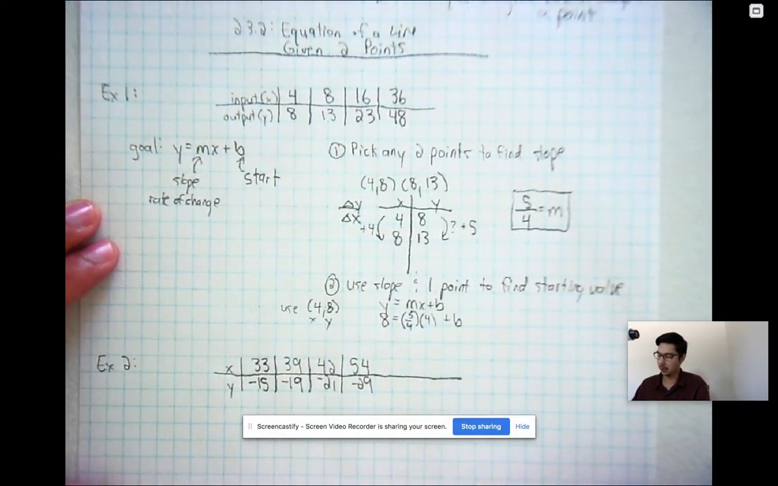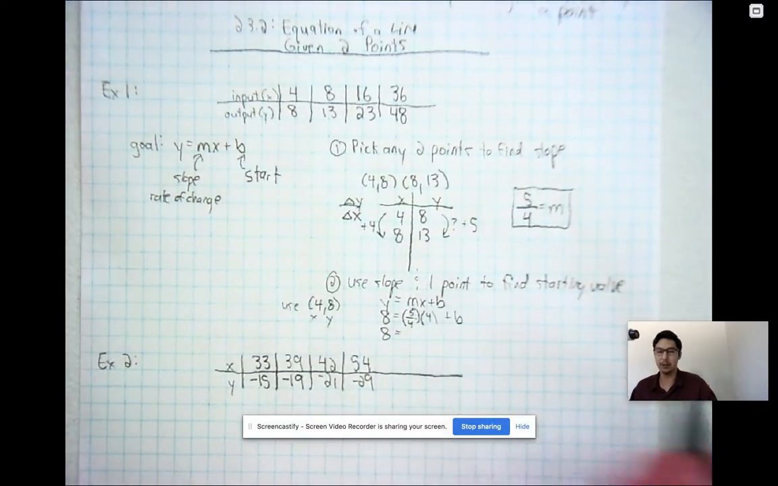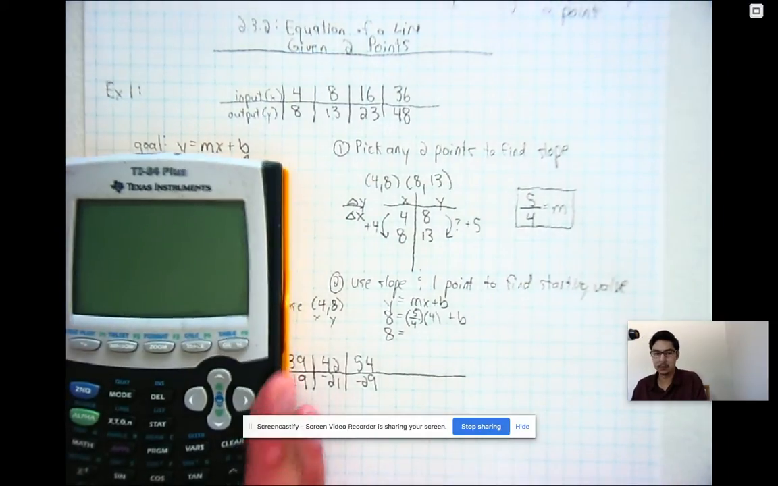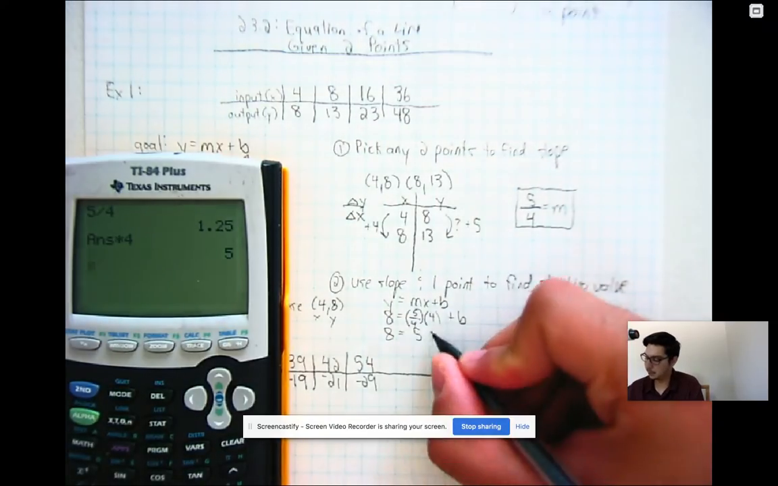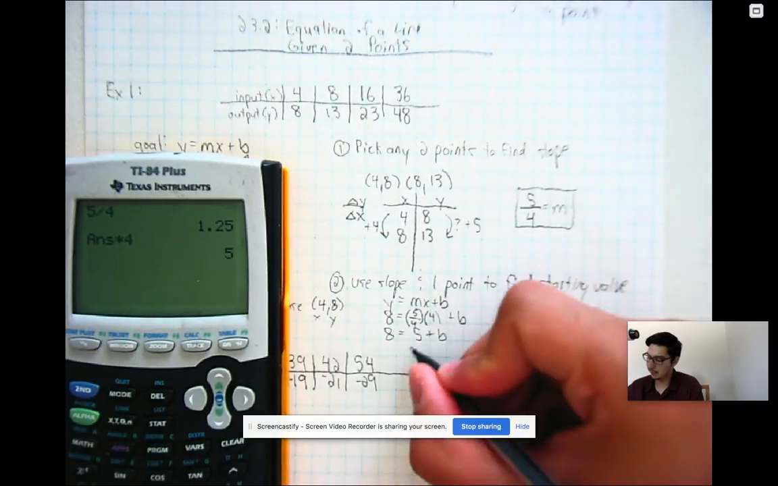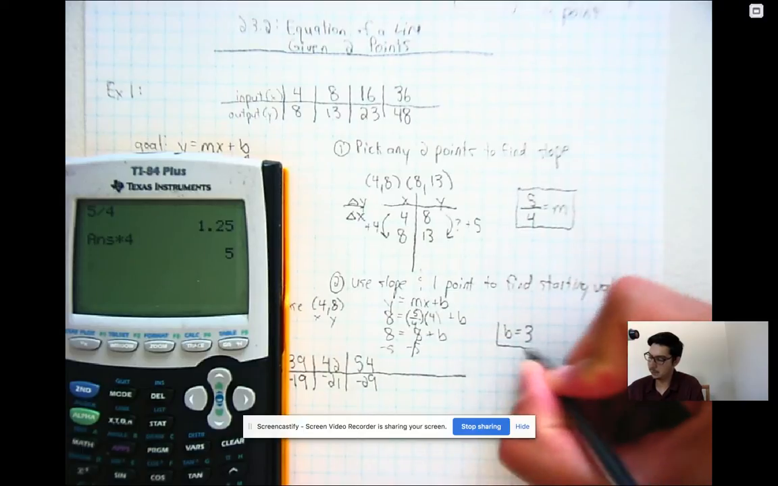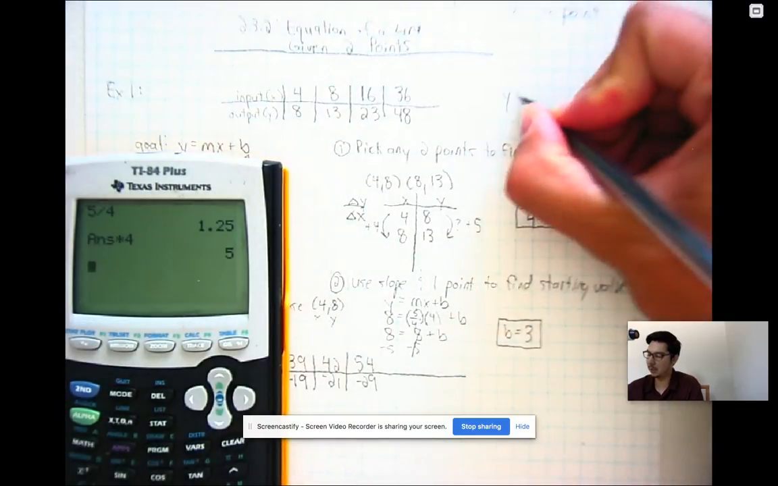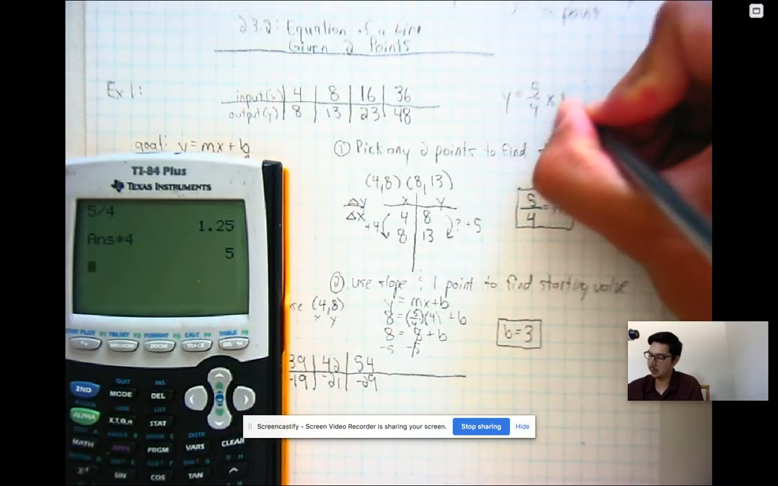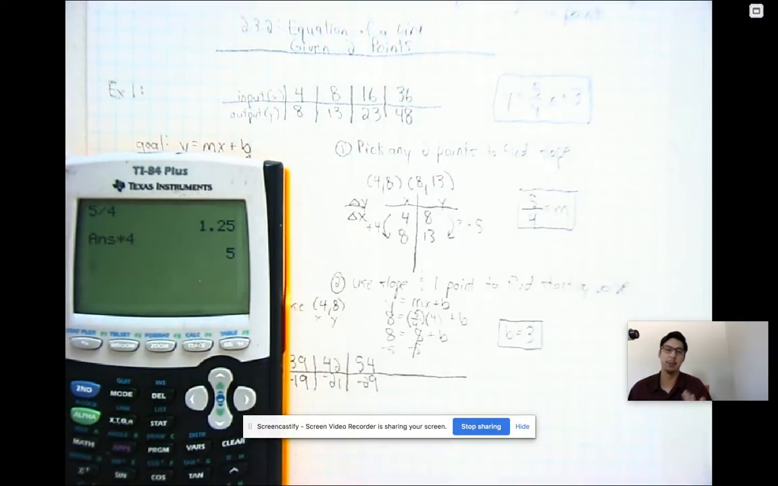Now solving this, we still have 8 equals. Now, what's 5 over 4 times 4? Maybe we just use a calculator for this. What is 5 divided by 4 times 4? Well, all of that just makes 5. And we have plus b. Then to get b by itself, you minus 5 from both sides to make that go to 0. And we get b equals 3. Once you have the slope and the starting value, you're done. So the final equation here is y equals 5 over 4x plus 3. And there's the equation of that table of values.